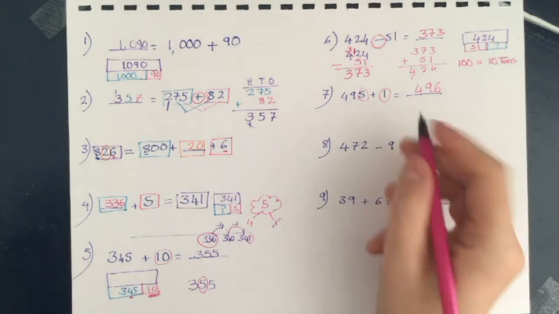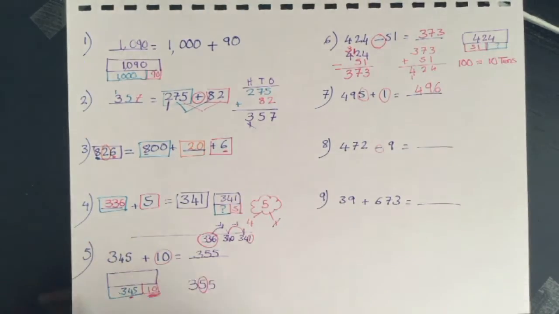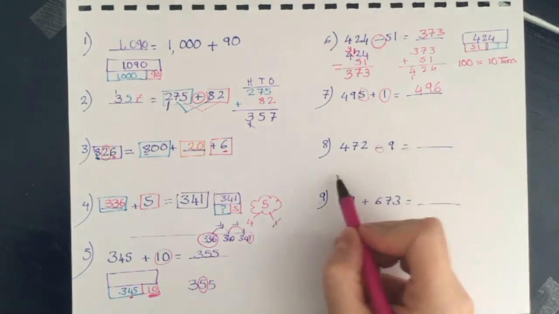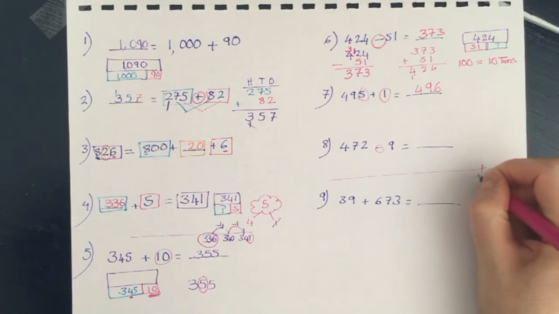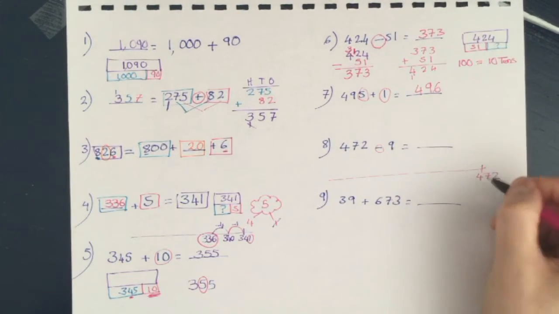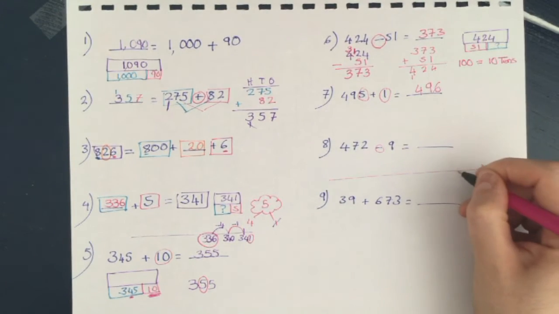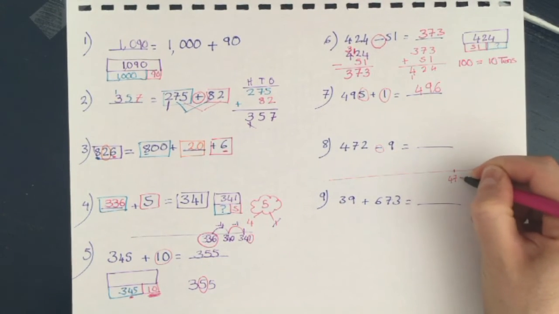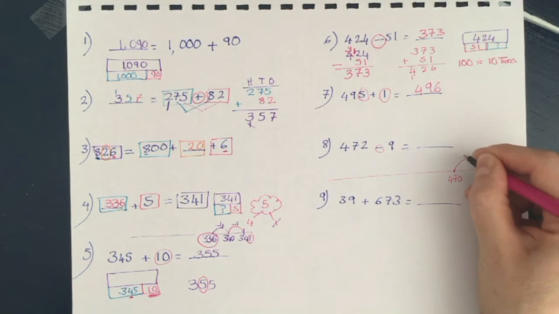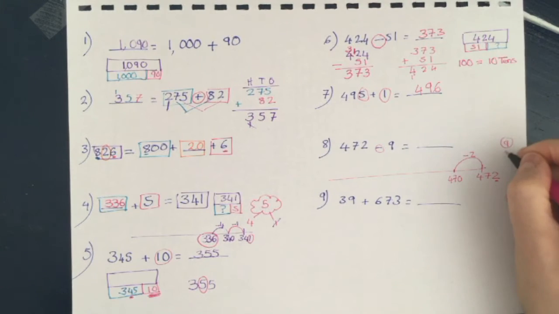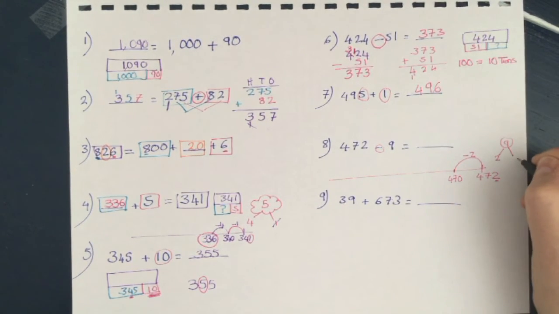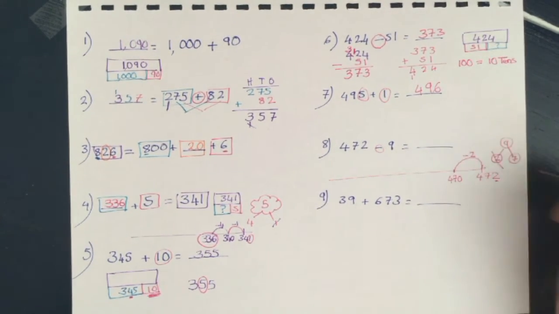Number 8. 472 take away 9. So we either count back in nines or we visualize that number line and we use our number bonds. Okay, we are doing a subtraction. So 472. Now we need to do efficient jumps. We are going to jump to our next 10, 470, which is a jump of -2. Okay, so we partition 9 in 2 plus 7. Okay, 2 plus 7 equals 9. So we have taken away 2 already.